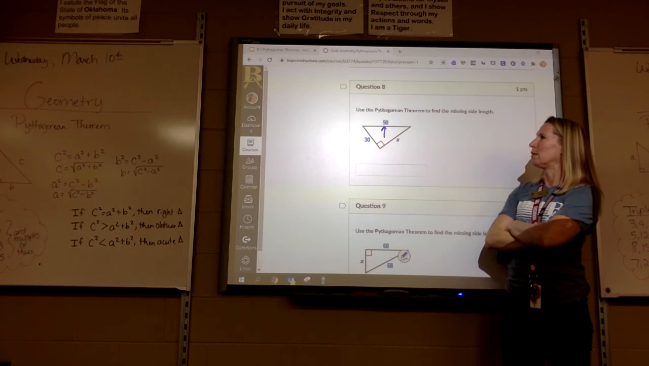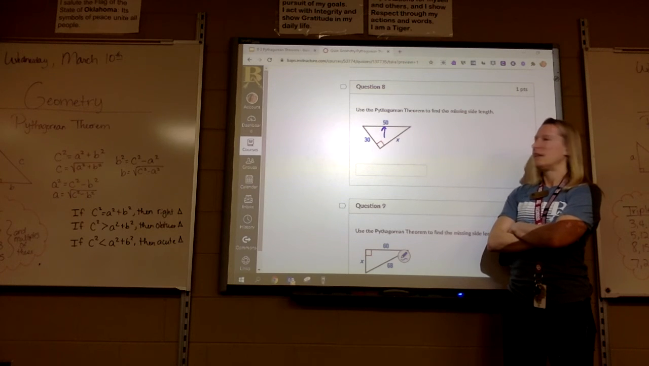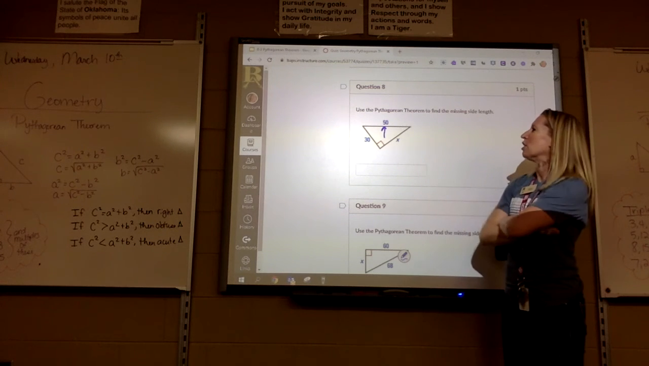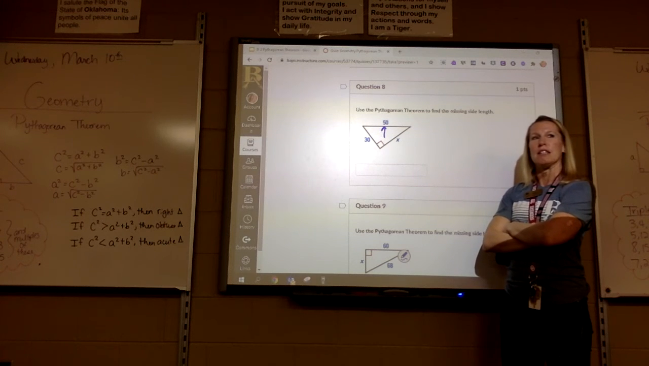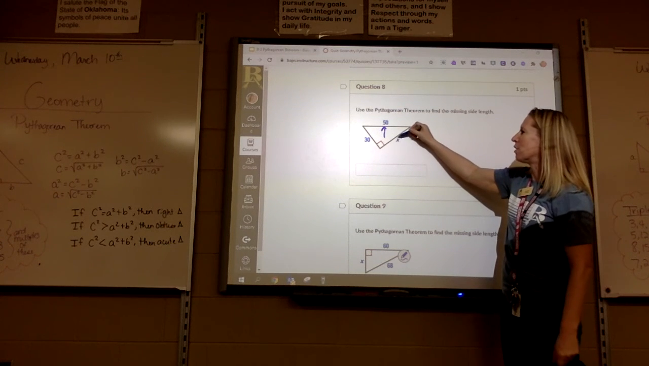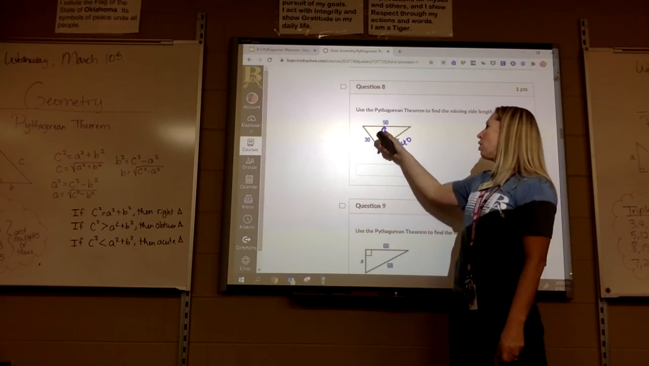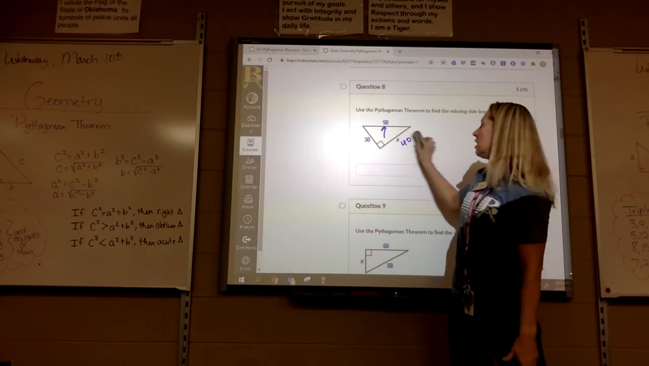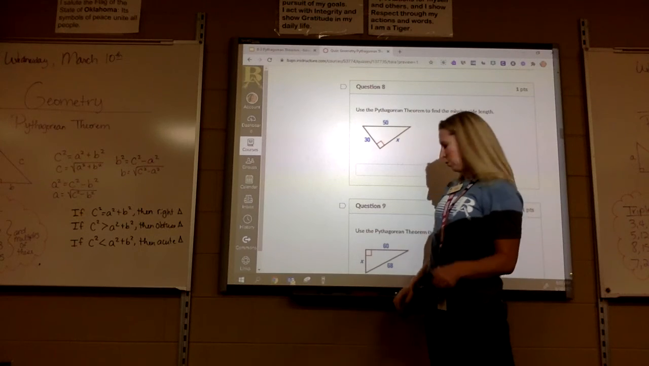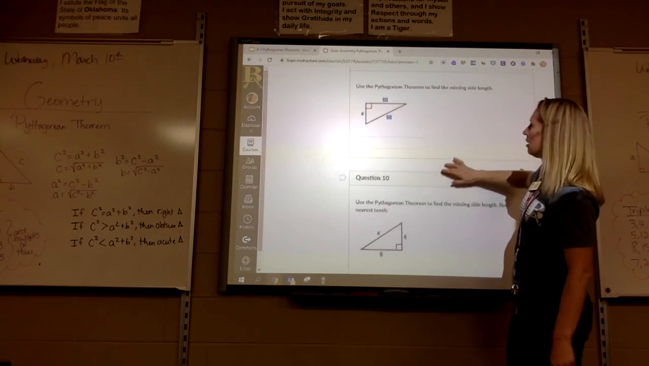But I also know that this is a triple. Do you guys know what number 8 would be? It's a 3 something 5. What is it? 3, 4, 5. So what would x be? 40. Good. Okay. But if you know the hypotenuse, you would subtract. If you don't know, you add.